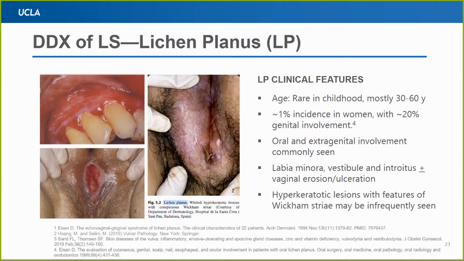That's unlike LS, because LS usually spares the vagina. Wickham striae, which are characteristically seen in oral mucosa, can also be seen in the vulva. At an advanced stage, introital stenosis and vaginal obliteration can occur, similar to LS.